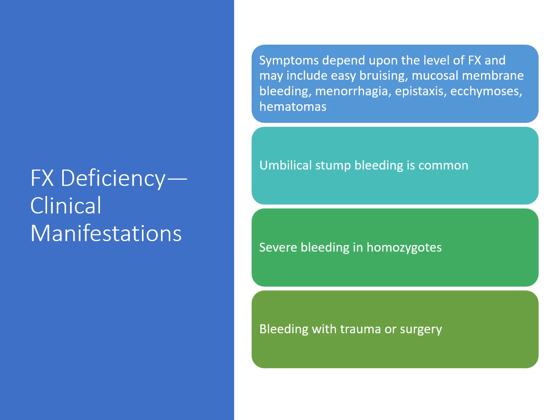Factor 10 deficiencies can have some clinical manifestations that look a little bit different, and it really depends upon the level of factor 10 that's present. It could include easy bruising, mucosal membrane bleeding, menorrhagia, epistaxis, ecchymosis, hematomas. And one of the first things that we notice in newborns with a factor 10 deficiency is umbilical stump bleeding. In patients who have a homozygous pattern of inheritance, they may have severe bleeding. And a patient who usually doesn't have spontaneous bleeding may have bleeding with trauma or surgery.